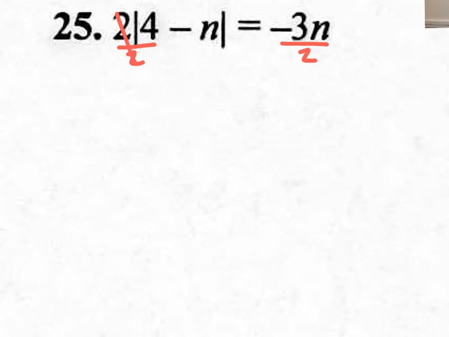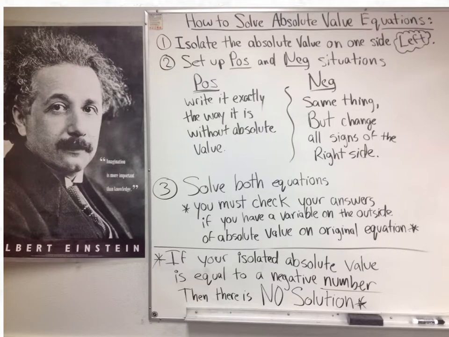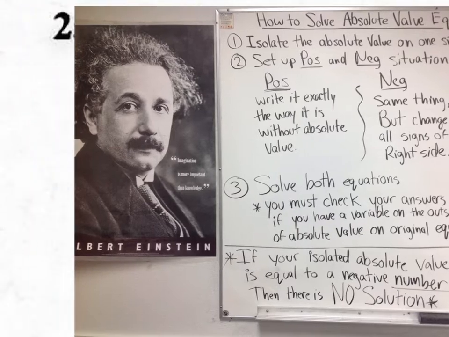Step 2 is to set up the positive and negative situations. And you guys know how I do it on the board. I write pos, neg, squiggly line in between. How do you set up the positive situation? You write it exactly the way it is without the absolute values, right? How about the negative situation? Same thing, but you have to change all the signs of the right side. Or you could also think of it as multiplying by -1, okay?